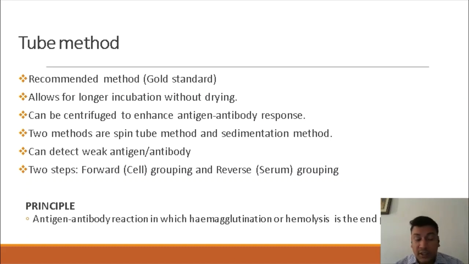The test tube method can detect weak antigens as well as antibodies. The two steps are forward grouping and reverse grouping, which I'll be discussing further. And the principle is the hemagglutination assay, in which an antigen-antibody reaction takes place, and hemagglutination or hemolysis is the endpoint.